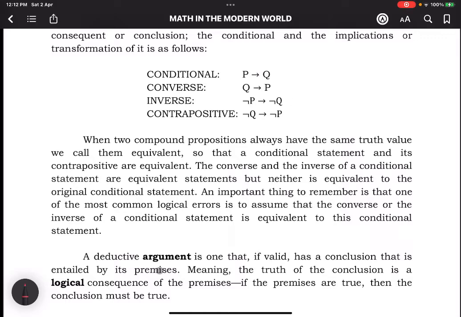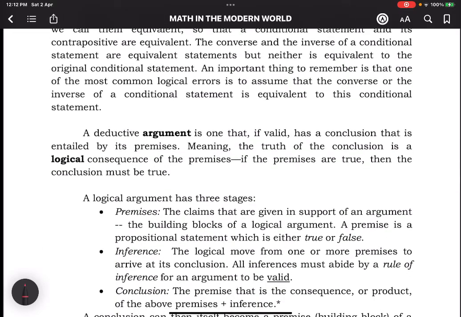Okay? A deductive argument is one that if valid has a conclusion that is entailed by its premises, meaning the truth of the conclusion is a logical consequence of the premises. If the premises are true, then the conclusion must be true.